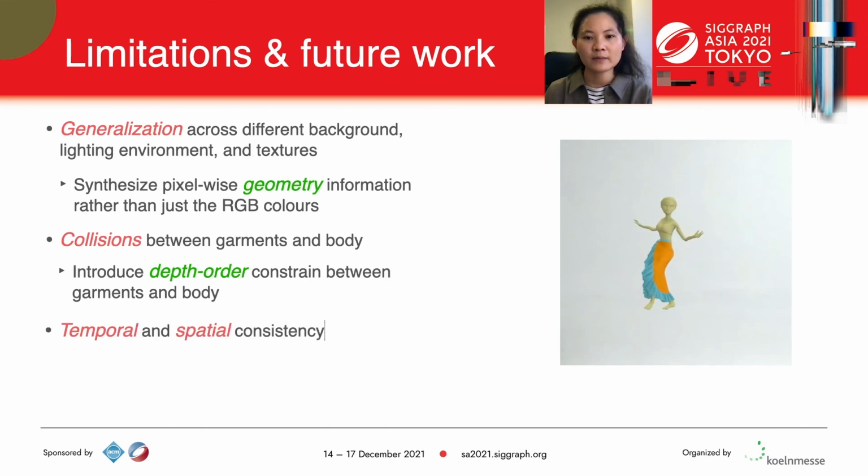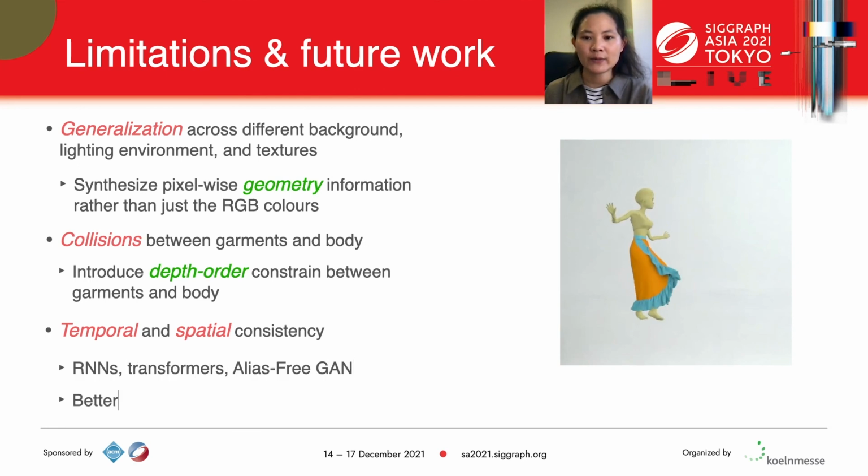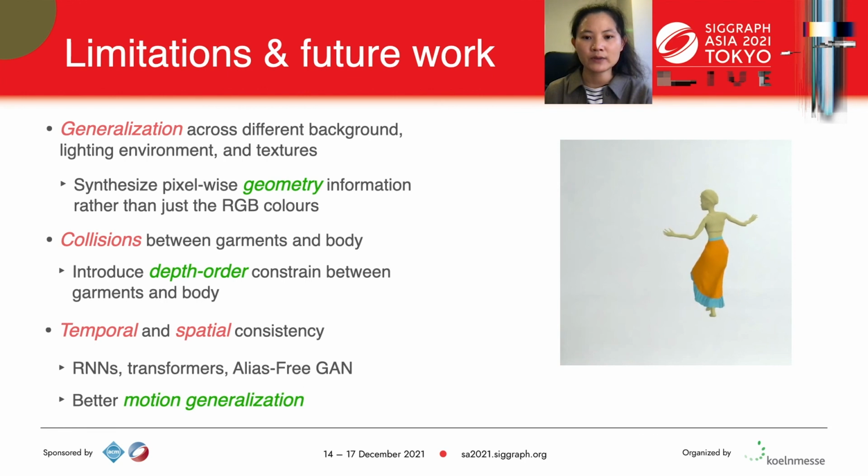The third one is that some artifacts in temporal and spatial consistency can still be observed, especially in the results of unseen motion sequences, while the garment appearance generated by our method for each frame is plausible. To solve this problem, it is a promising research direction to further explore additional temporal networks like RNN, transformers, and recent advances that focus on the texture sticking issue, such as alias-free GAN, to achieve more temporally and spatially coherent results. Additionally, we can go deeper to explore new motion descriptors as the input to the network for better motion generalization.